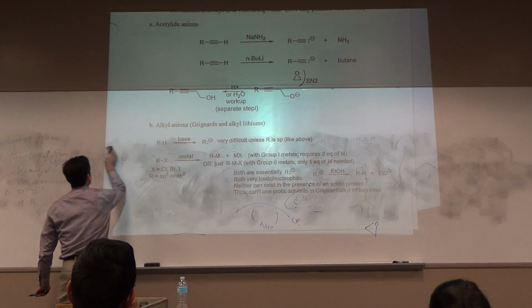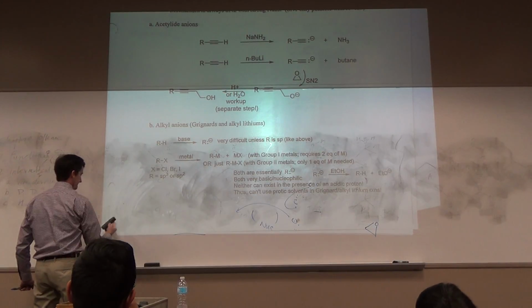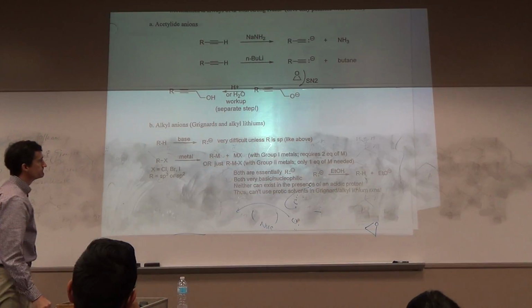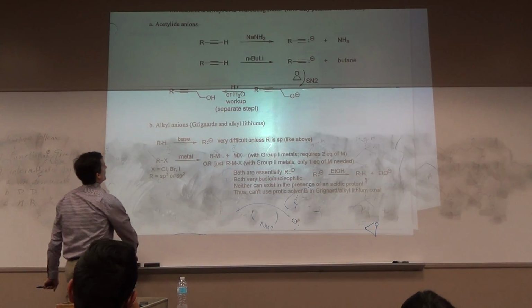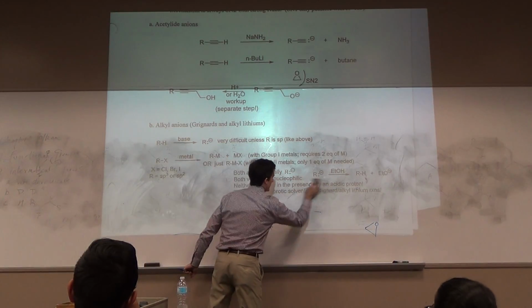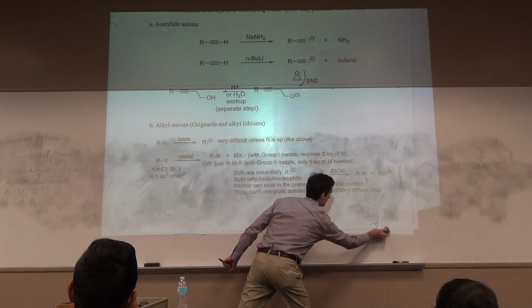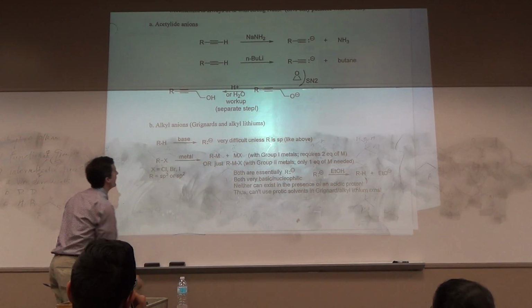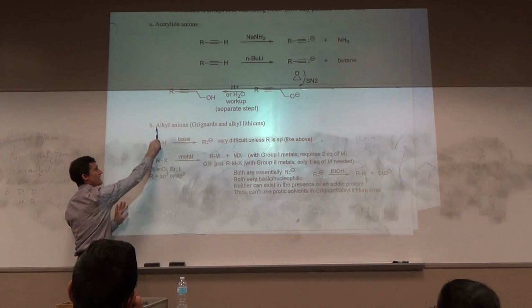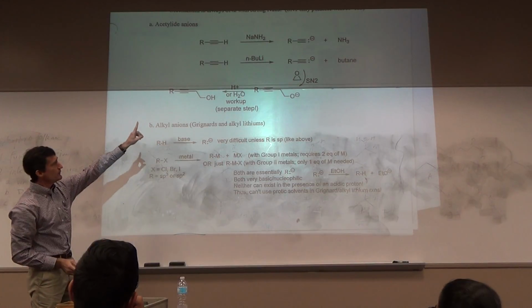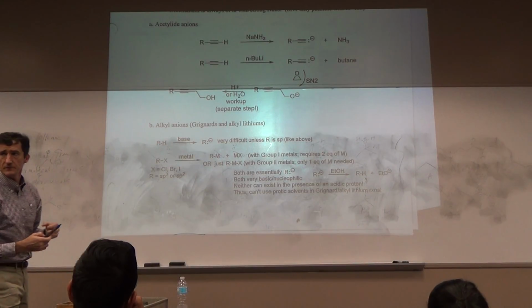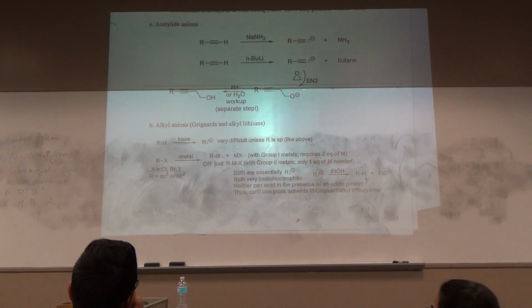Okay, what other types of strong nucleophiles may we see? What about just plain alkyl anions? That up there was the alkyne. Carbon was on the alkyne triple bond carbon. What about a plain alkyl?